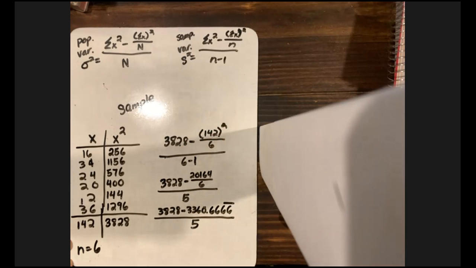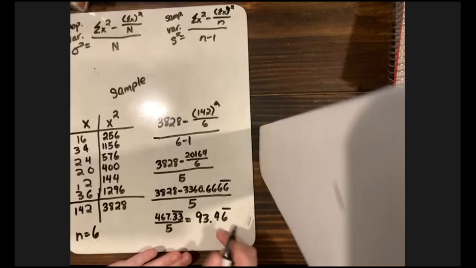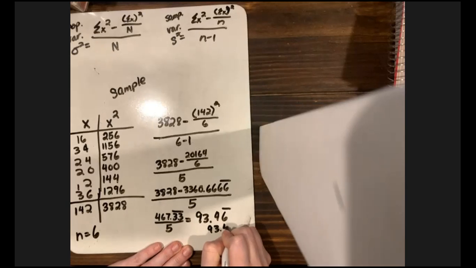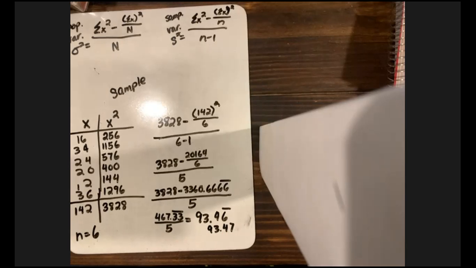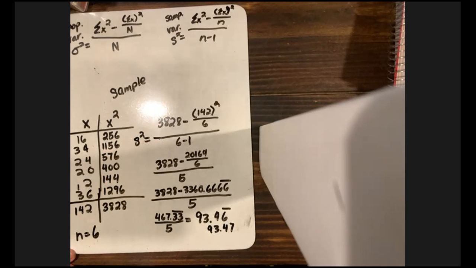Over 5. Doing that subtraction, I get 467.333 repeating divided by 5. And when we do that, we're going to get 93.46 repeating, which we would probably go ahead and round to 93.47, or they may let it go to 93.5. Okay. Now again, this was S squared. This was our variance. Okay, so this is variance.